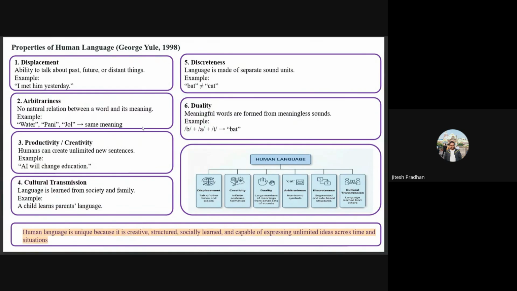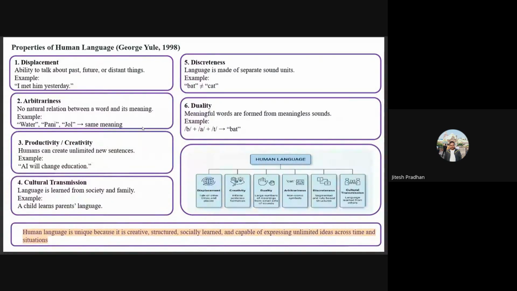Now arbitrariness. There is no inherent relation between a word and its meaning. For example, whatever words are available in our dictionary, there is no particular link to meaning if a word is present in English and the same meaning is present in, let's say, Hindi. For example, water in English is pani in Hindi, and in Bengali we can say jol. So there is arbitrariness.